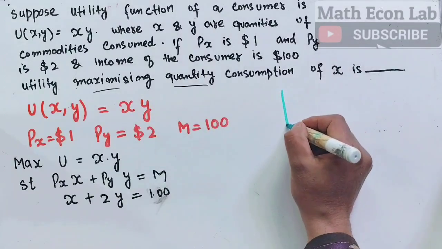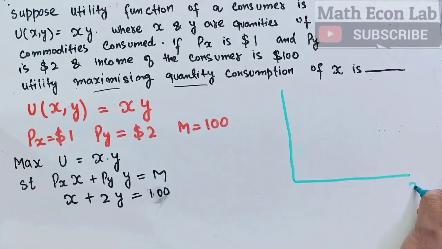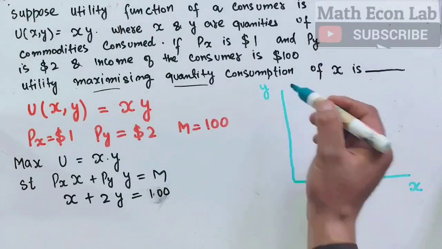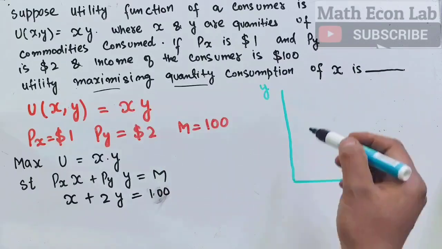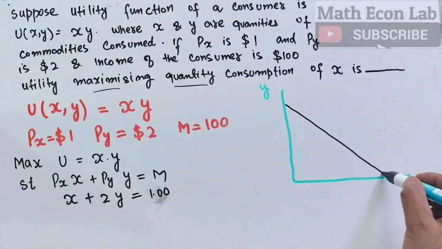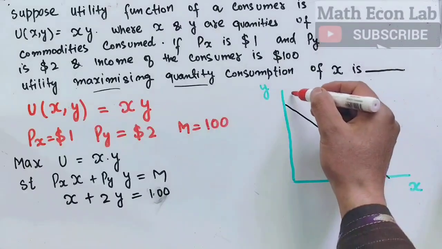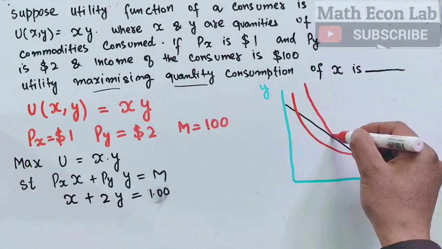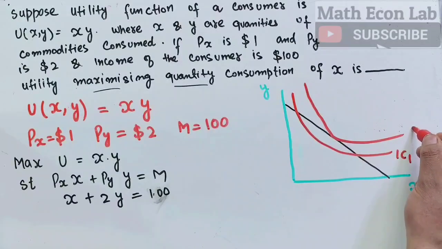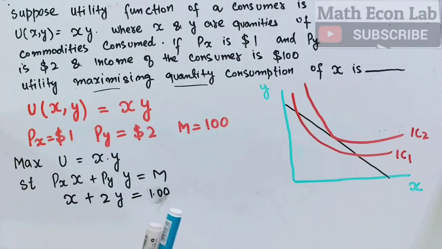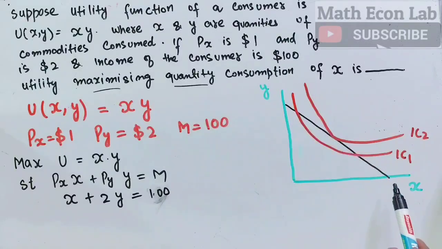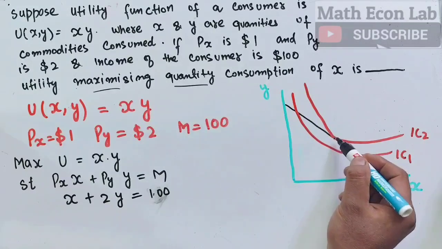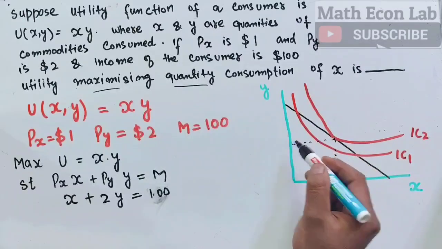Graphically it means, if I draw a simple graph here, we have units of good x on the horizontal axis, units of good y on the vertical axis. With the given budget constraint, let's draw it here. This is the budget constraint. The consumer wants to achieve the highest possible satisfaction. Let us say this is IC1, this is IC2. So at the utility maximizing condition, the consumer will reach that very indifference curve where it is tangent to the budget line. So this is the point where they are tangent to each other.